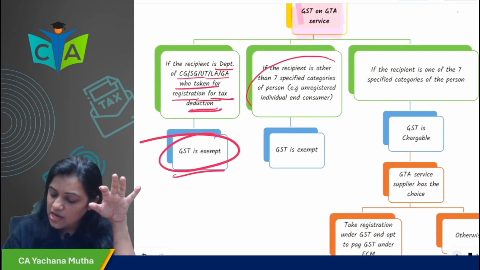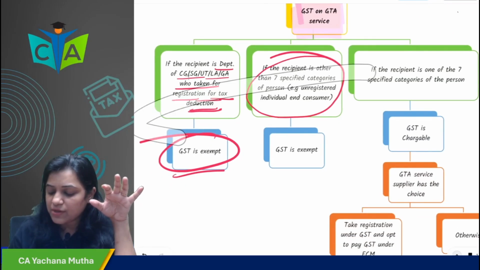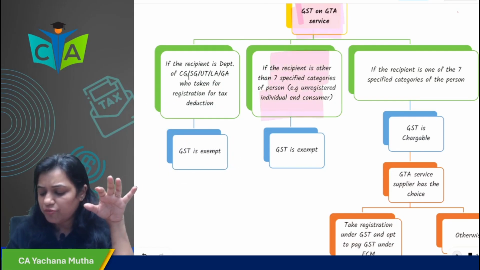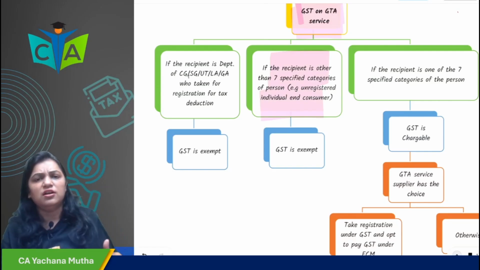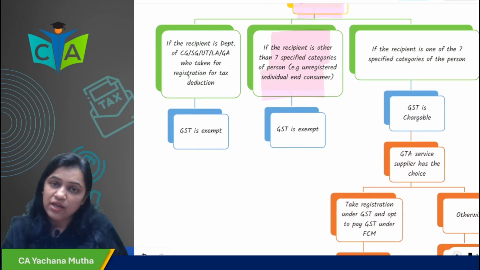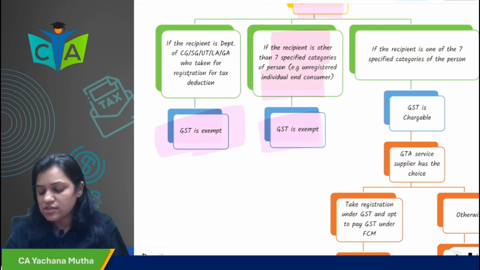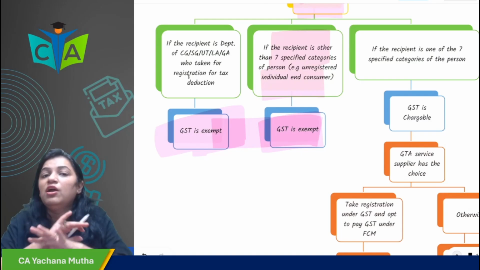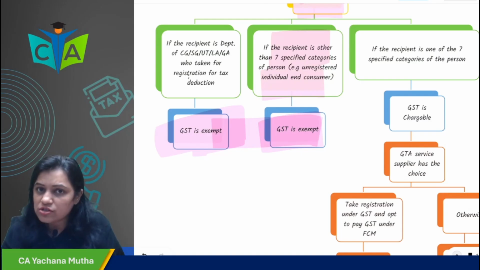But if the recipient is other than the 7 specified categories of person, for example any unregistered individual, in that case GST will be exempt. Again GST will be exempt. Since GST is exempt, no question of reverse charge or forward charge.